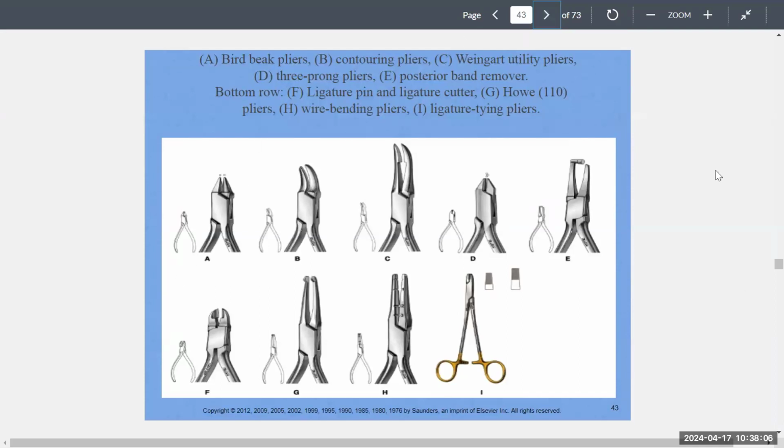Overall, you do have a slew of pliers and cutters. Here you'll have your bird beak pliers, your contouring pliers, and your Weingart. You'll also have your three-prong pliers. This is called your posterior band remover. Of course, this is all in your textbook. Here you have your ligature pin and ligature cutter. It's pretty sharp. You've got your Howe pliers or your 110 pliers that you have seen before. And you've got your wire bending pliers and your ligature tying pliers.